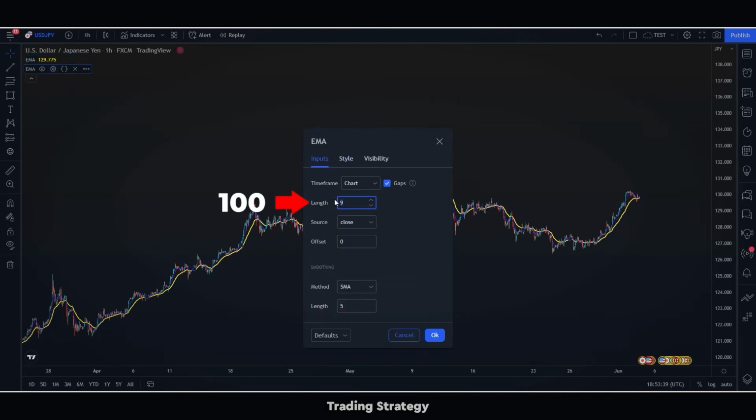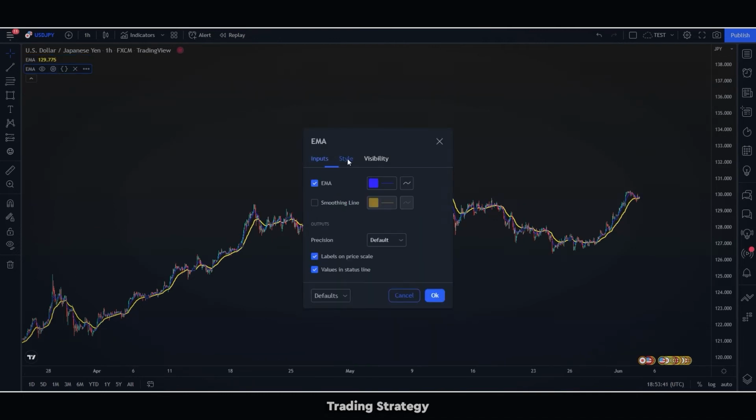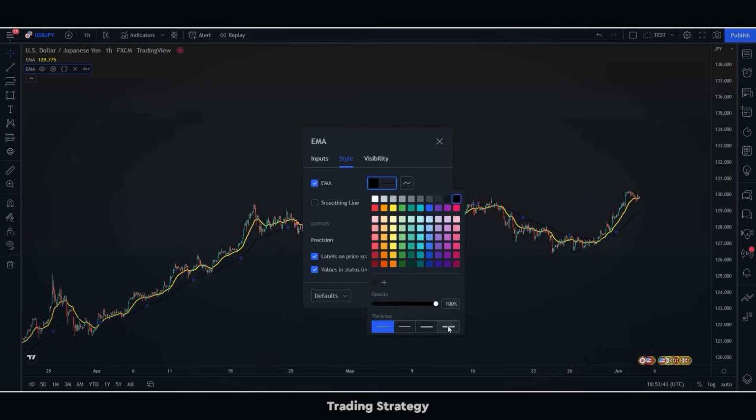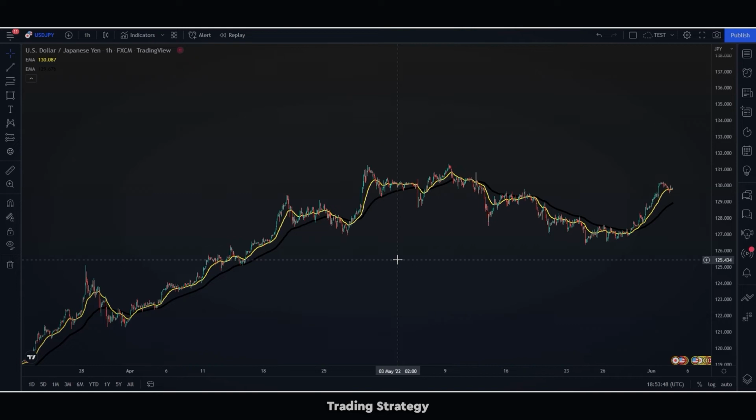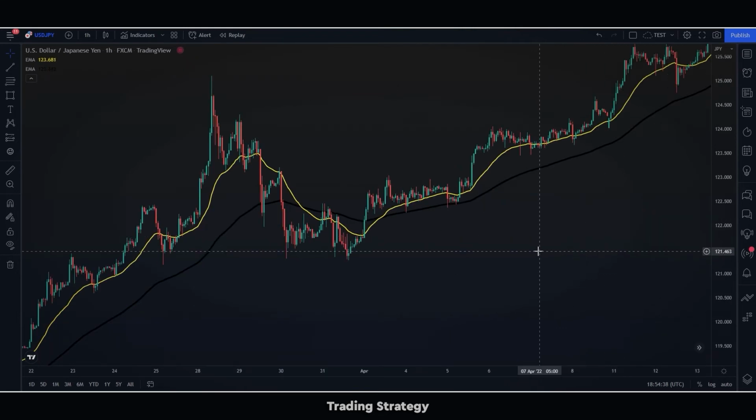The second EMA, we will put it at 100 periods. We will change the color to black, and we will increase the thickness to the maximum. This moving average will be the slow moving average, since it has information from many more periods. The strategy is really simple.